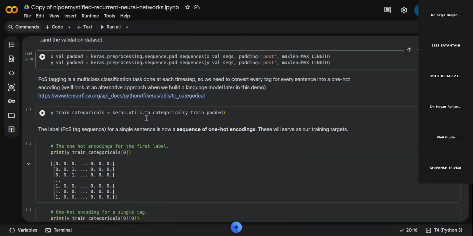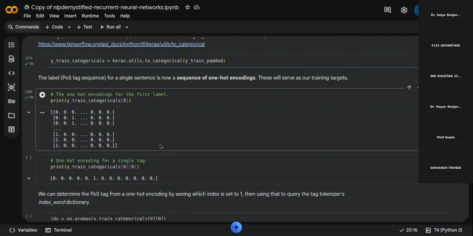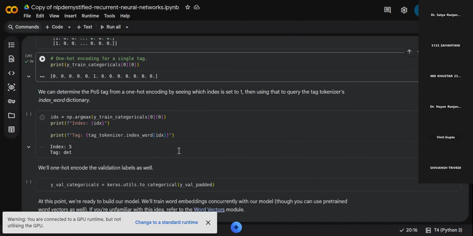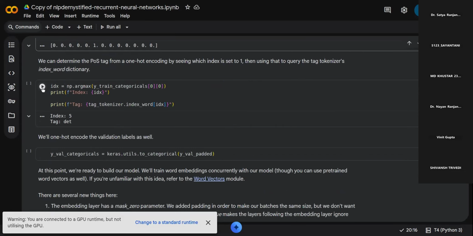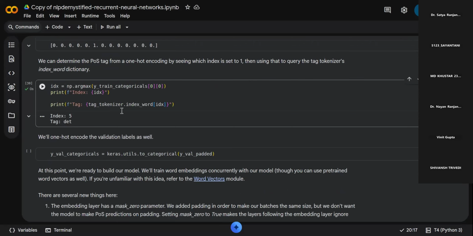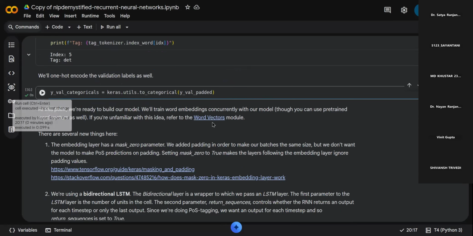To do that, Keras has the to categorical function. Just call it and pass Y train padded, and it will be converted into a one-hot vector. If you see, this is the one-hot vector, and this is the first element. Similarly, if you want to find the tag for a given index, that can also be done using the index to word function. Now the validation data also needs to be converted, meaning Y val needs to be converted into a one-hot vector using to categorical. So Y train and Y val are converted into one-hot vectors.